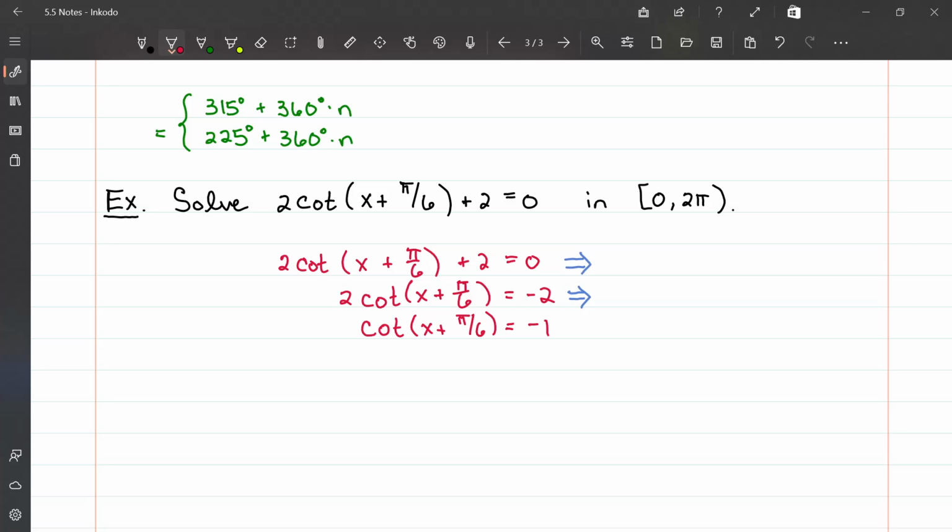Now we have an equation that looks more like what we would expect. It is a trig function of an angle is equal to -1. We do need to change things around a little bit, so we're going to appeal to a basic fact. We know that cotangent and tangent are related by a reciprocal identity, which I wrote up on the screen for those of you who just said, huh? We know that cotangent of an angle is exactly the same thing as 1 divided by tangent of an angle, as long as tangent is not equal to 0.